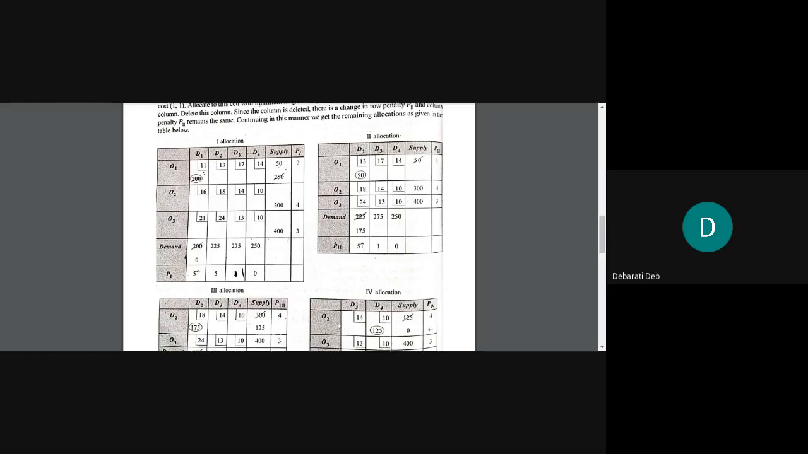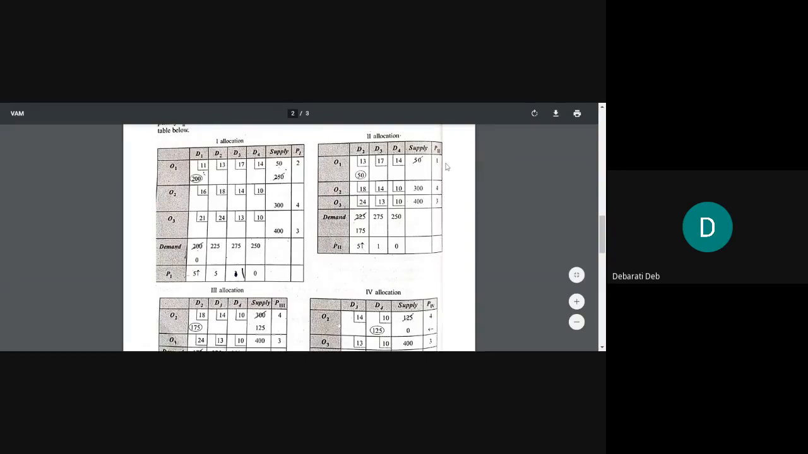Right? Now again, we can see that the highest difference out of the column sides and the row sides is 5. So we will select this column for allocation. And how to select the cell in which the quantities will be allocated? We will have to select the cell having the least cost. In this column D2, the least cost cell is O1 D2, which has 13. So we will allocate in this cell O1 D2.